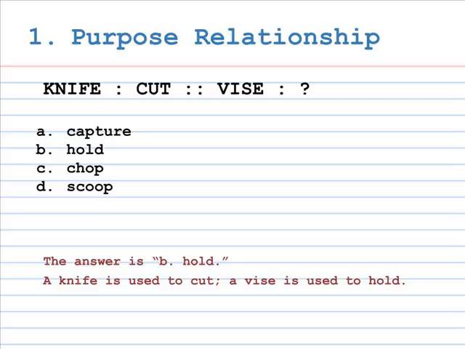Number one, purpose relationship. Knife is to cut as vice is to: A, capture; B, hold; C, chop; D, scoop. The answer is B, hold. A knife is used to cut. A vice is used to hold.